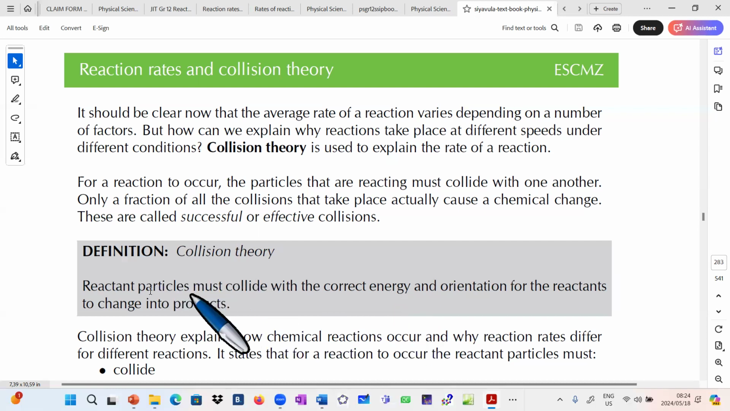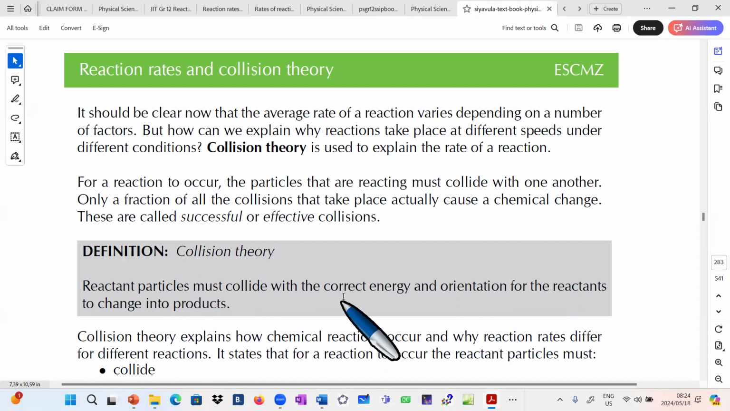All right, collision theory. Reactant particles must collide with the correct energy and orientation for the reactants to change into products. So there are a couple of factors that we look at here.